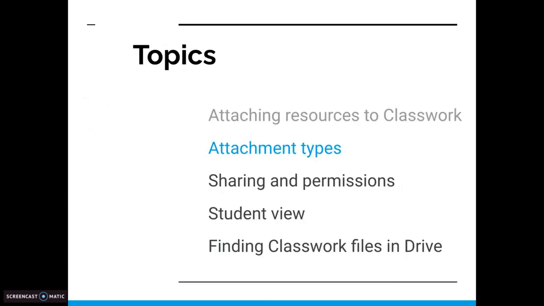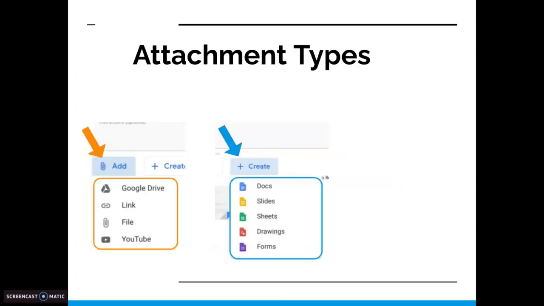Let's look in a little bit more detail at those attachment types. I'm going to jump over to a Google Classroom in just a second, but remember there's 2 different ways. You can already have a resource created. In that case, you'd click Add, the paperclip. And if you want to create it during the process of designing that classwork, you hit the plus create.